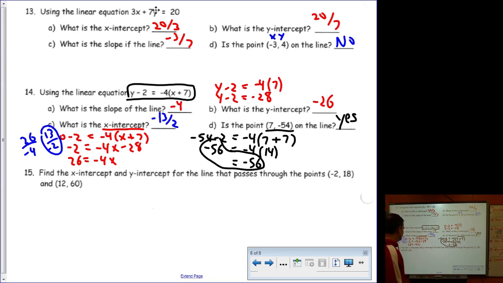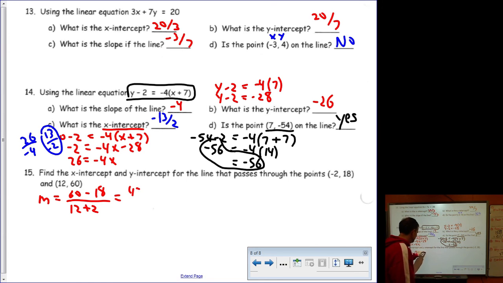And the last question, find the x and y intercepts for the line that passes through those points. So to find the x and y intercepts, I'm going to need an equation for the line. Again, writing an equation for the line means either using point-slope form or slope-intercept form. So the first thing I'm going to have to do is find the slope. And that would be y minus y over x minus x. 60 minus 18 is 42. 12 plus 2 is 14. And 42 divided by 14 is 3. Slope of this line is 3.